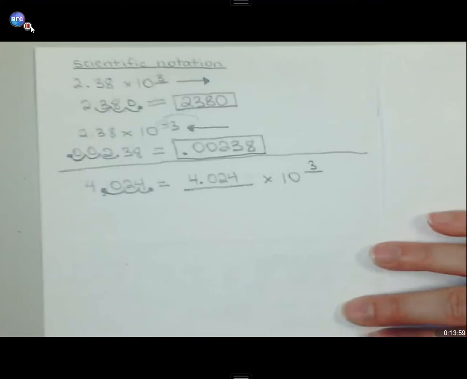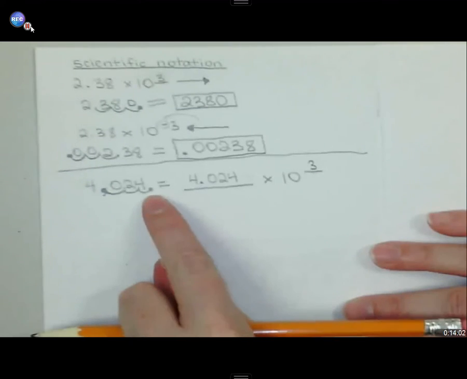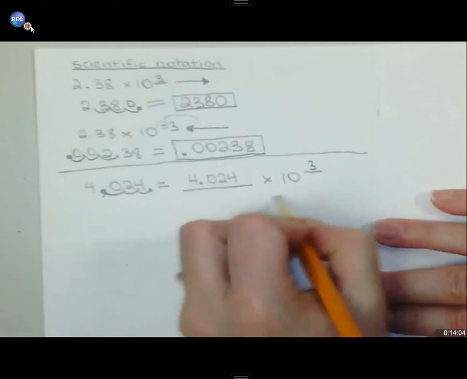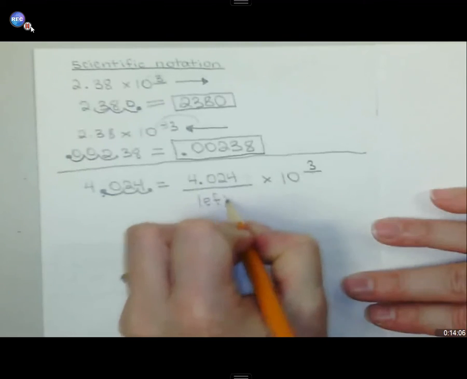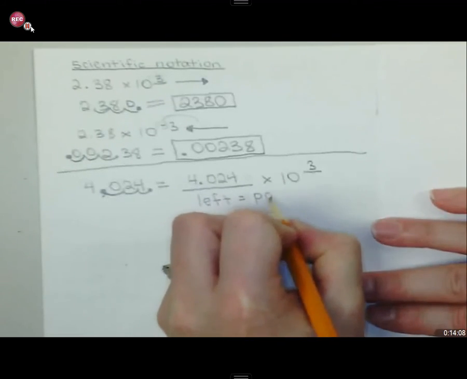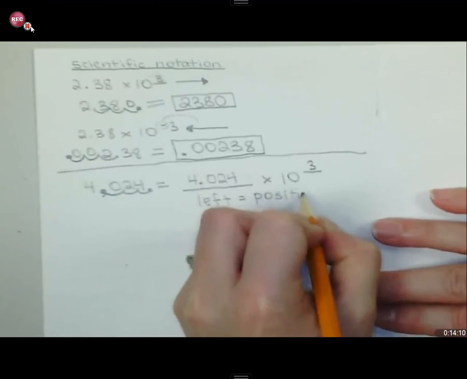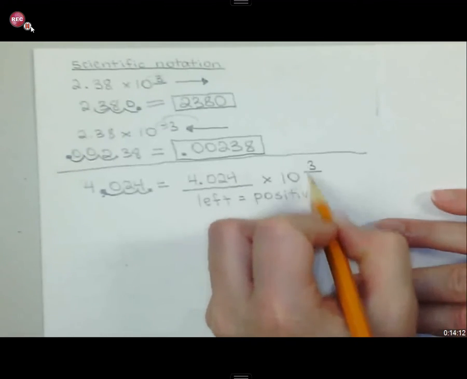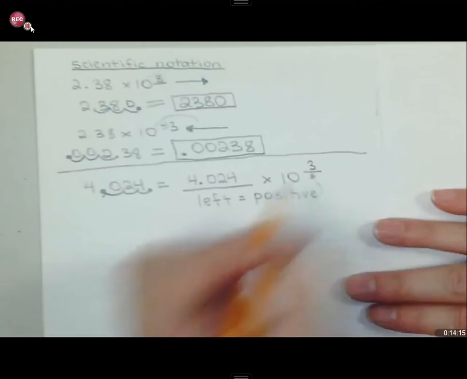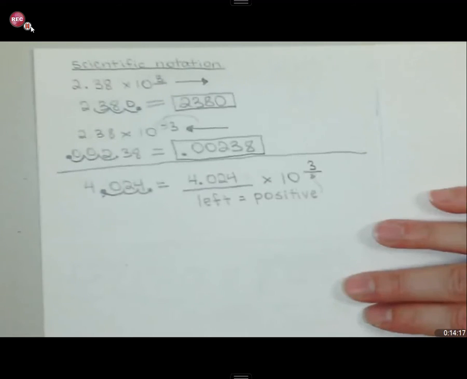Now, because we went to the left, it is going to be a positive number. Okay, so that means you don't need to put anything, it's just right there.